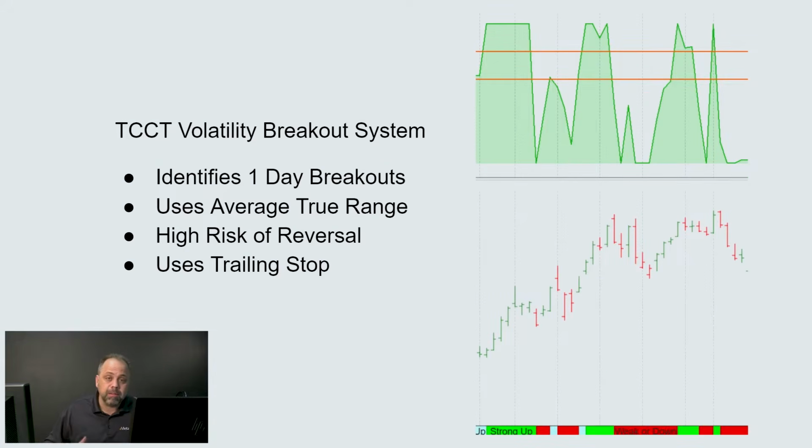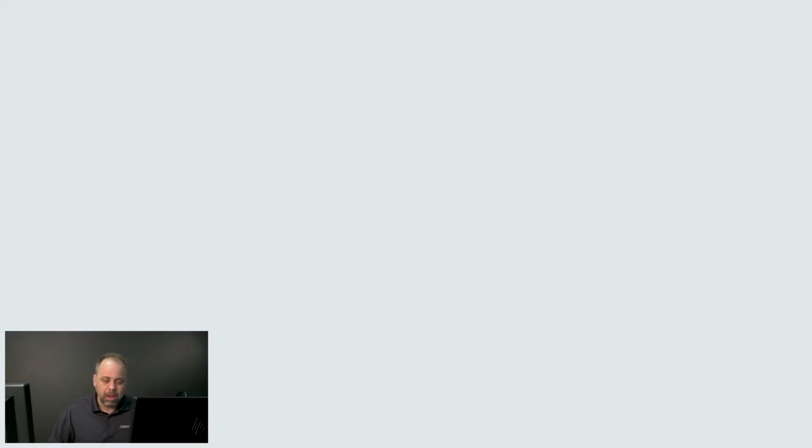And then the final system is a very unique system called the volatility breakout system. What this one looks for is a breakout above a high. It looks for an unusual breakout using average true range. With any breakout system, you have a bit of a higher risk of reversal, and as such, it uses a trailing stop.